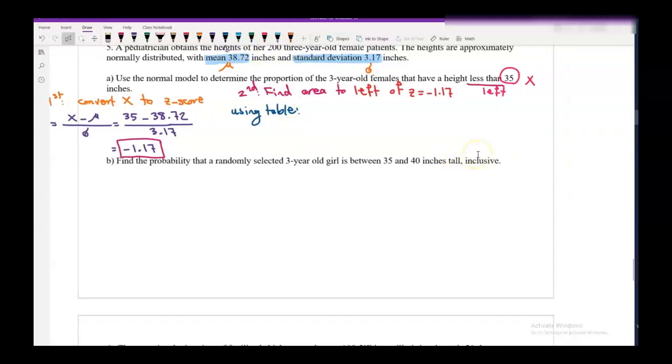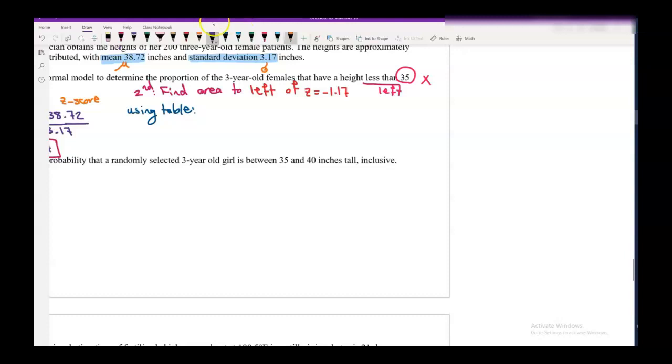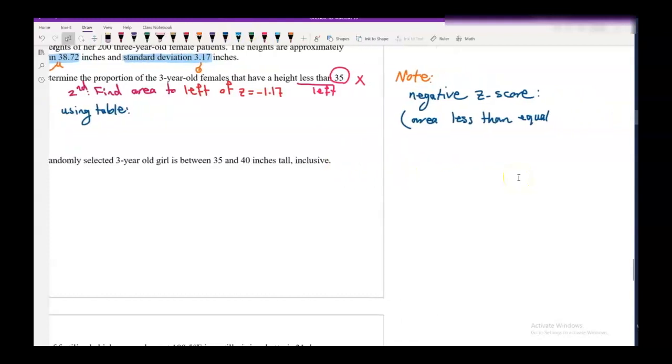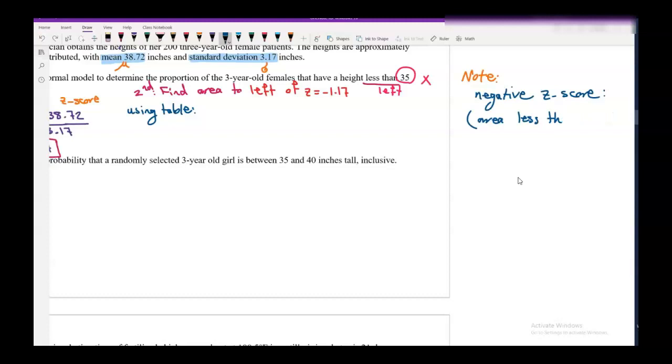So before using our table, I'm going to add a note here. When we have a negative z-score, that means the area should be less than or equal to 50%. I used equal to because in the table we have equal to 50%. But when it's equal to, z is equal to 0. So it's better to write less than, not use equal to. So less than 50%.